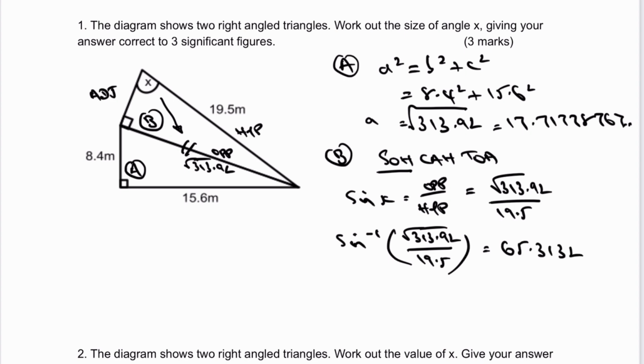65.3132. And if I go back to the actual question, it asks me to give the answer to 3 significant figures, which is going to be 65.3 degrees, and that will be 3 significant figures, which is the answer to question number 1. Okay, so that's the general principle.